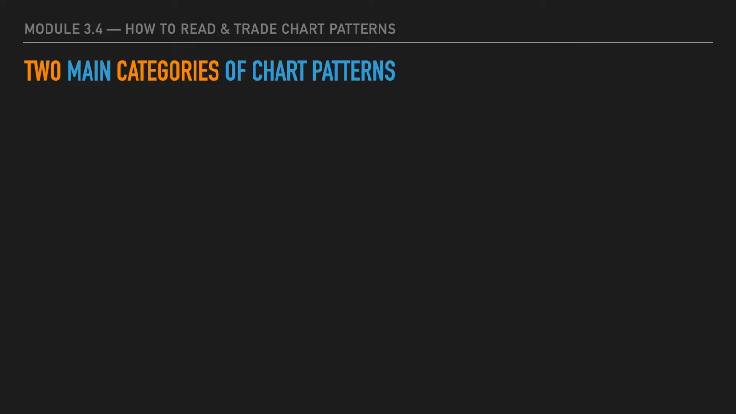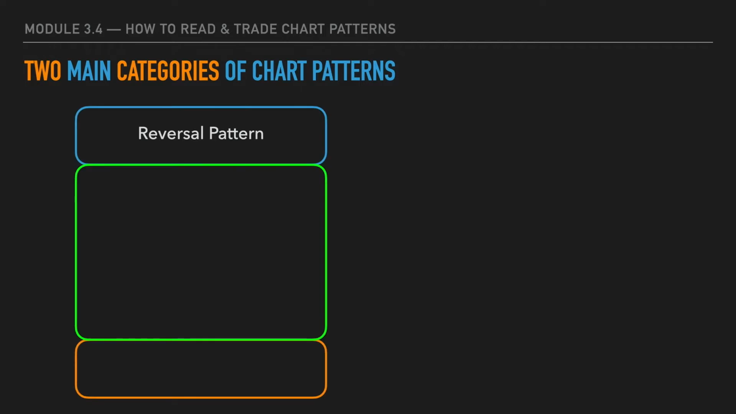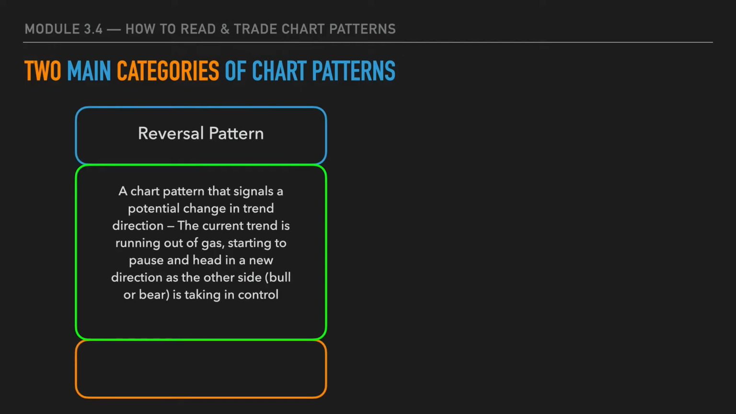There are hundreds of different chart patterns that traders can use and study in the market, but all of these chart patterns can be generalized into two main categories. The first category is called a reversal pattern. A reversal pattern is a pattern that signals a potential change in the trend direction. So whenever you identify a reversal pattern is forming, it tells you that the current trend is running out of gas, starting to pause and potentially heading into an opposite direction.